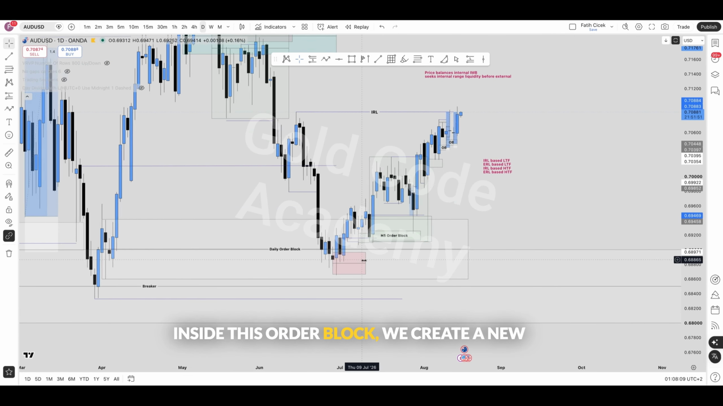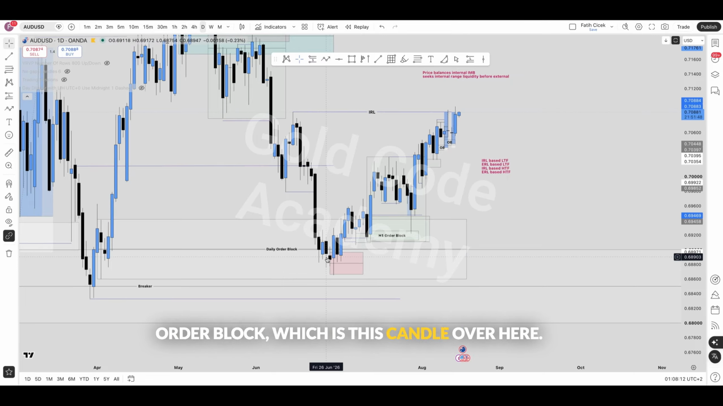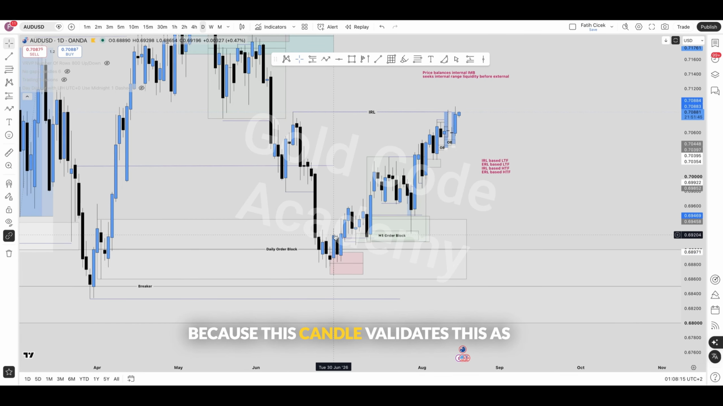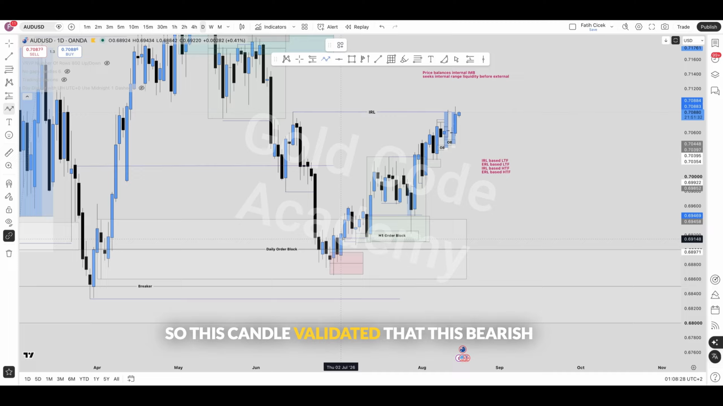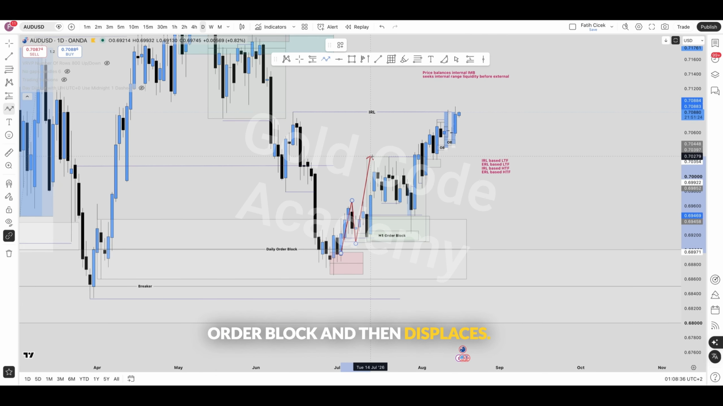Inside this order block, we create a new order block, which is this candle over here. Why? Because this candle validates this as being the next order block. Displacement. We were seeing price coming back into the order block. Boom, the next displacement. So this candle validated that this bearish candle is now the next order block. What are we seeing? We're seeing that price taps into the order block and then displaces. So this is now the next order block because it's validated by this candle.